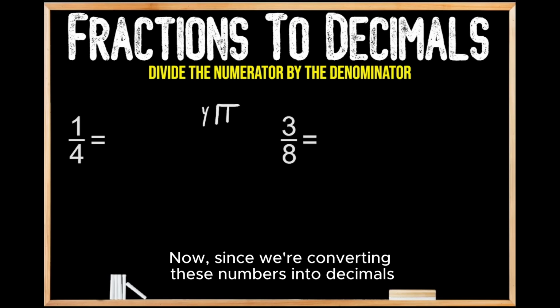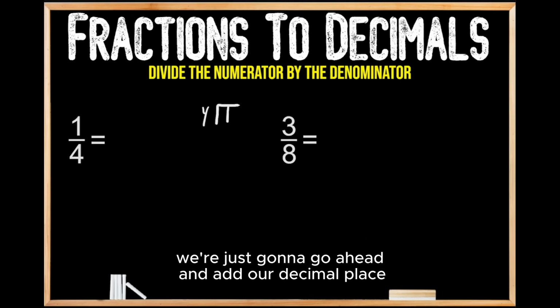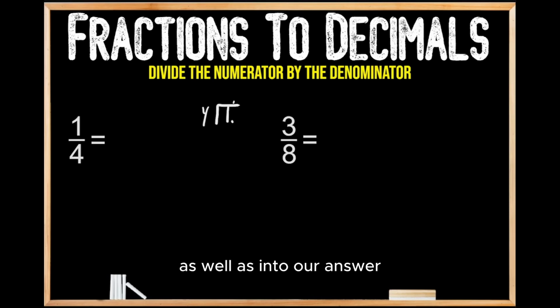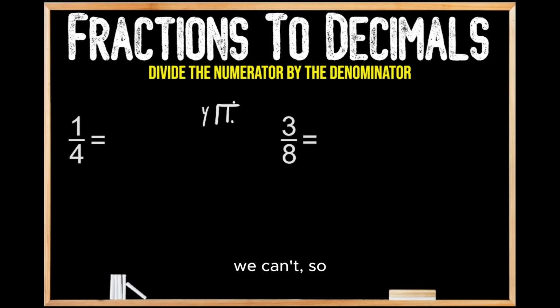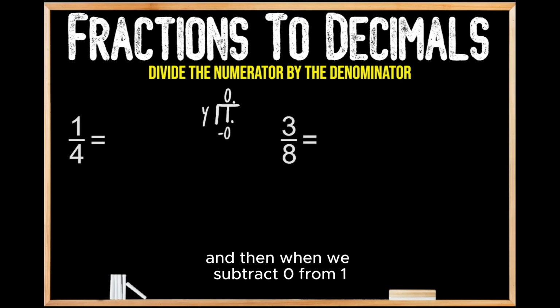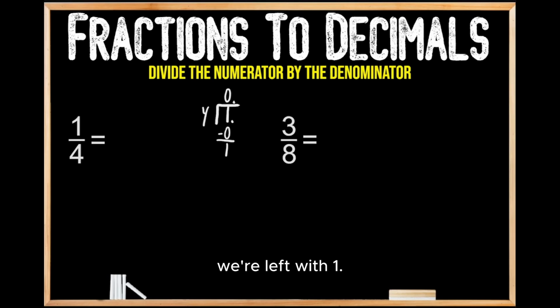Now, since we're converting these numbers into decimals, we're just going to go ahead and add our decimal place into both our dividend as well as into our answer, because we already know that our answer is going to be less than 1 since a fraction is less than 1. So when we try and make a group of 4 out of 1, we can't, so we're going to write our 0 up top, and then we're going to multiply 0 times 4, which we know gives us 0, and then when we subtract 0 from 1, we're left with 1.